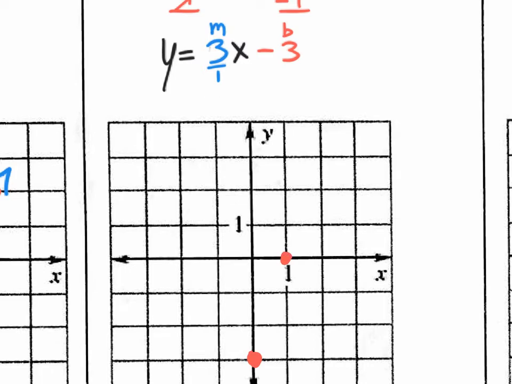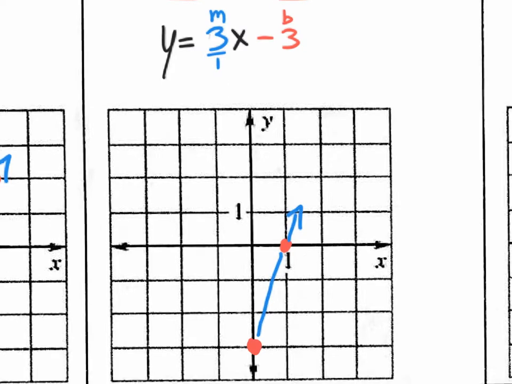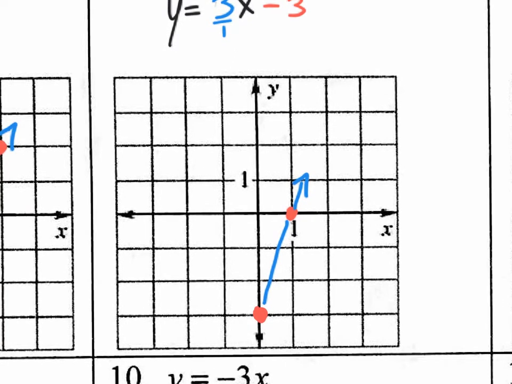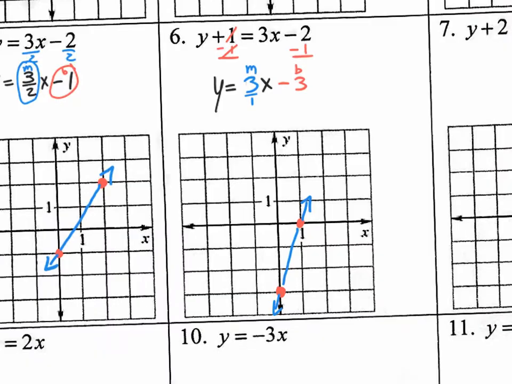And of course I connect my dots. Put some arrows on both sides of the line. That way it represents that it continues forever. Let's move on to number 7.